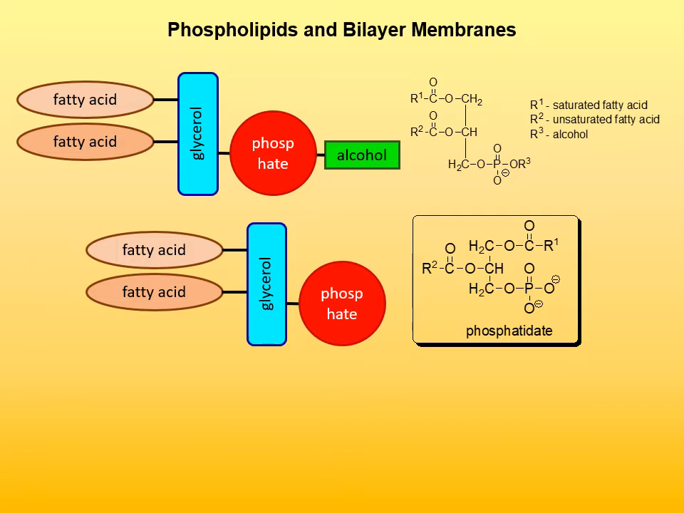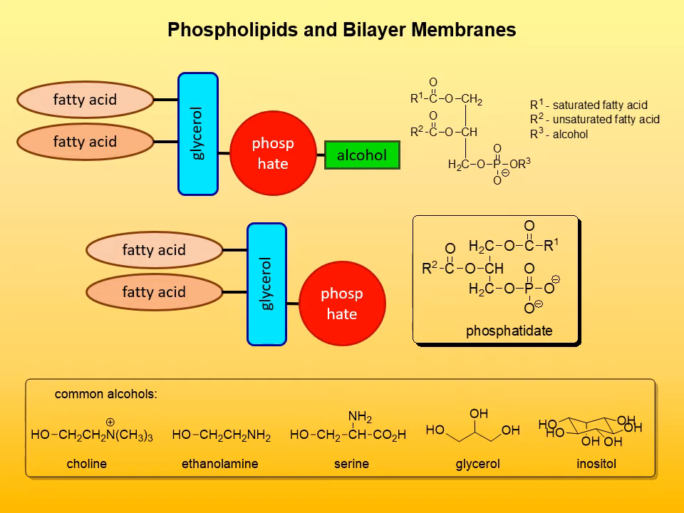Only a small amount of phosphatidate is present in cell membranes, but it is a key intermediate in synthesis of other phosphoglycerides. Common alcohol components of phosphoglycerides are choline, ethanolamine, serine, glycerol, and inositol. The last one is inositol. Based on the nature of the alcohol, phospholipids are classified as alpha-lecithins, cephalins, phosphatidylserines, and phosphatidylinositols. They are shown on the next slide.